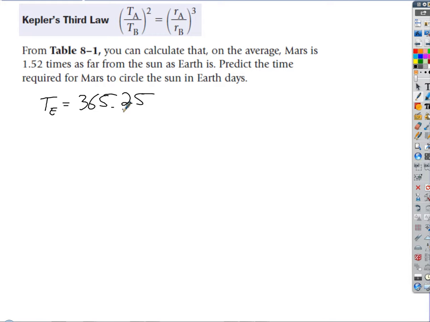All right, so then that's the period of the Earth, right? We're looking for the period of Mars. What is the radius of the Earth? One, exactly. We'll just call it 1, right? We'll call it 1 R sub E, because all we're really saying up here is that Mars is 1.5 times as far away, right? So what we could do instead is say the radius of Mars equals what? 1.52 times the radius of Earth, right?